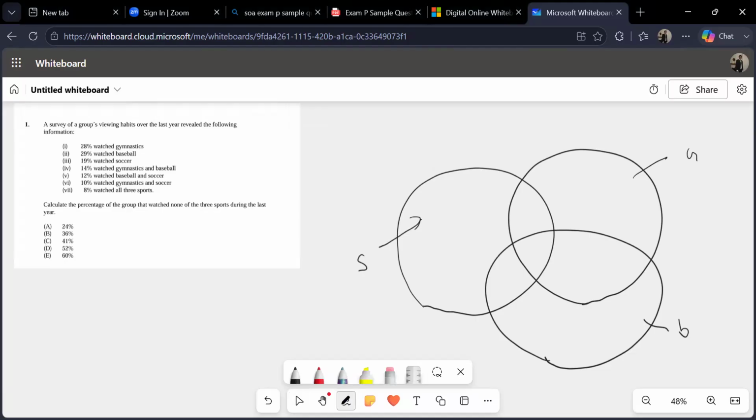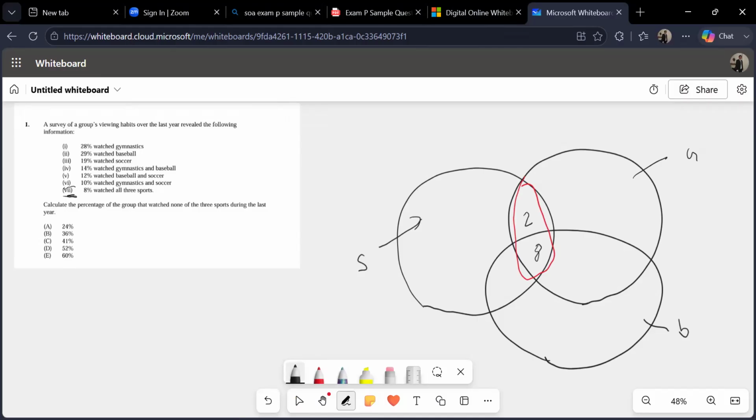So we go from the bottom to the top. So it says here 8% watched all three sports. So we write down 8. And then 10% watched gymnastic and soccer, which is just this part here. So which means 10%. So 8 is already there. So we add 2 more.